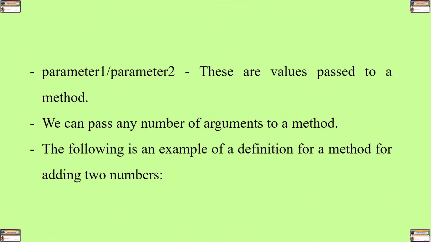The following is therefore an example of a definition for a method for adding two numbers. So the name of our method, as we are going to see, is supposed to say something to the user. When you read the name of a method, you should be able to tell what that method is doing.